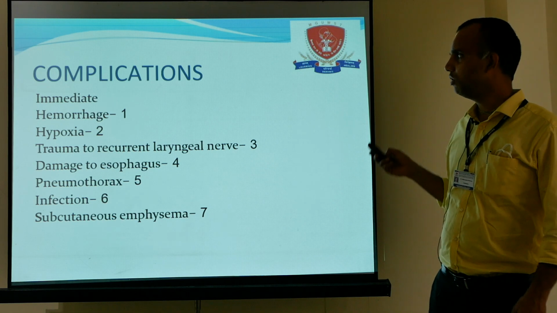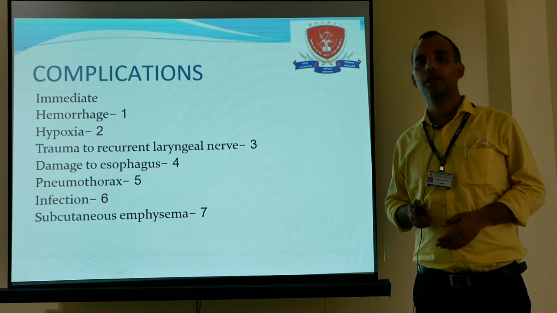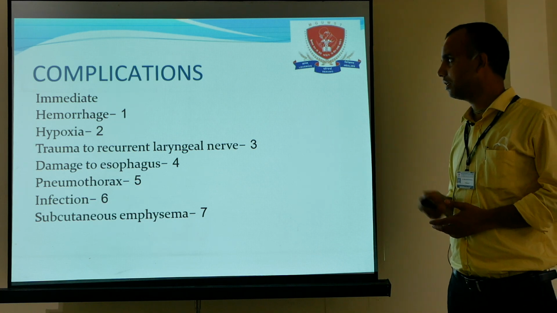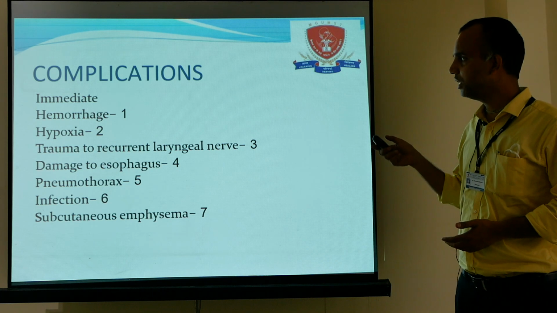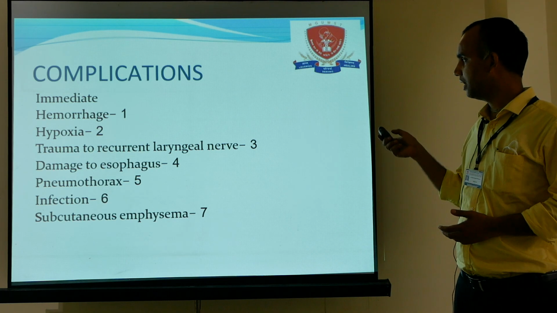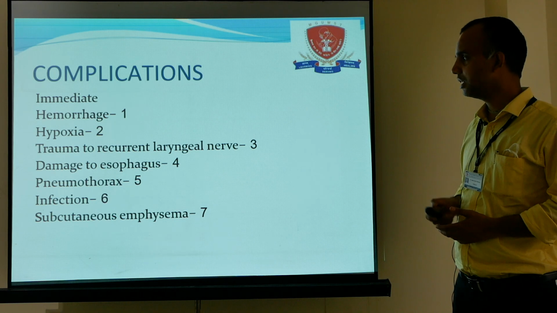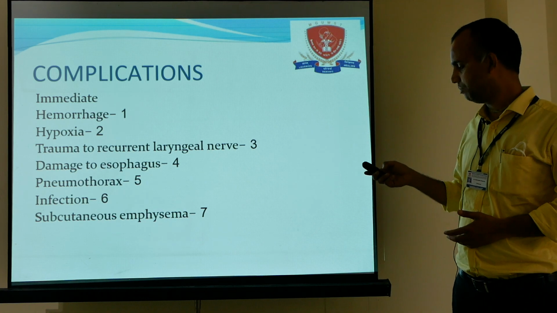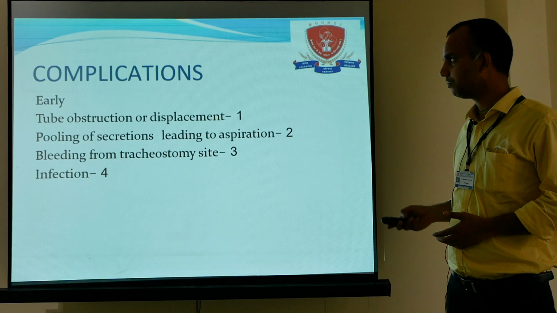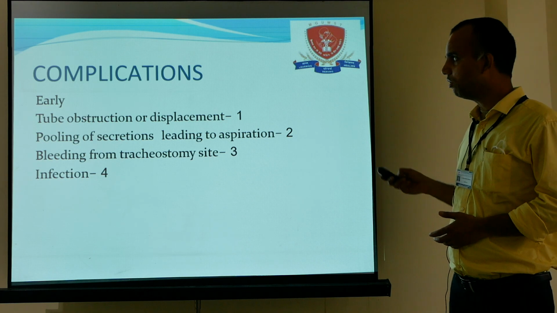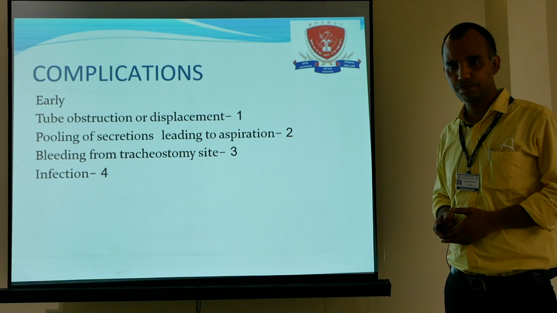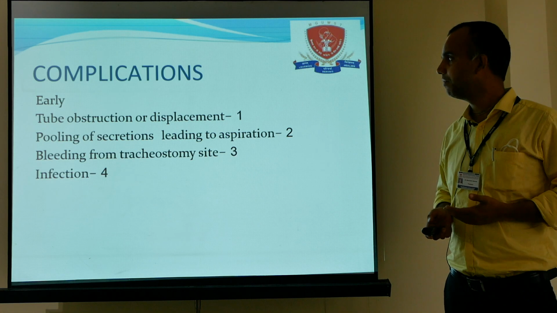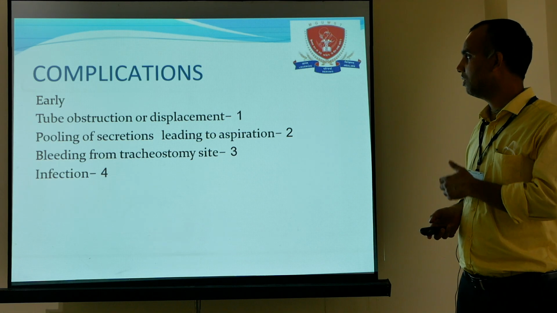We should also know the complications associated with the tracheostomy. First the immediate complications like hemorrhage, hypoxia, trauma to the recurrent laryngeal nerves, damage to the esophagus, pneumothorax, infection and subcutaneous emphysema. Then we have early complications like tube obstruction or displacement, because the patient may be very restless or may have a repeated coughing reflex, and by that the tube obstruction or displacement may occur.